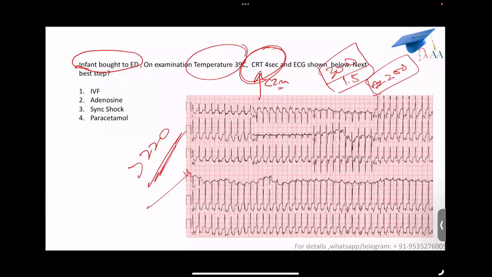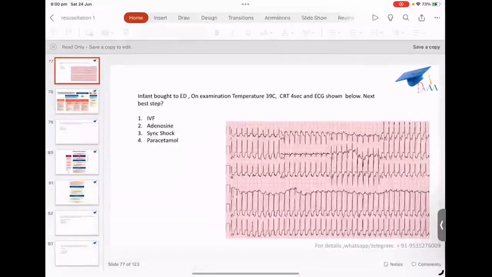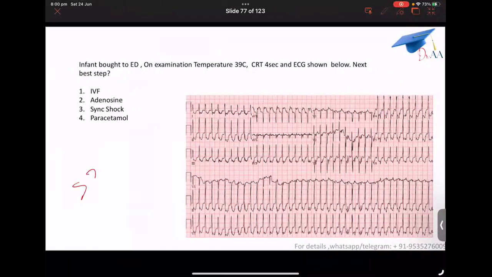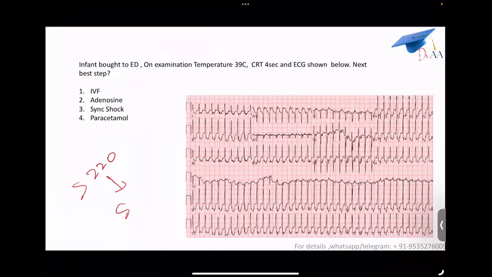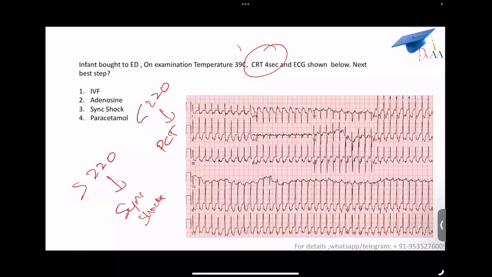Otherwise, you'll just be giving paracetamol. Reduce the temperature. If the temperature is reduced, the heart rate will come down. So the answer depends on the heart rate here. If heart rate is more than 220, give a synchronized shock, because this patient is decompensating. If it is less than 220, give paracetamol because of the high temperature. Clear?